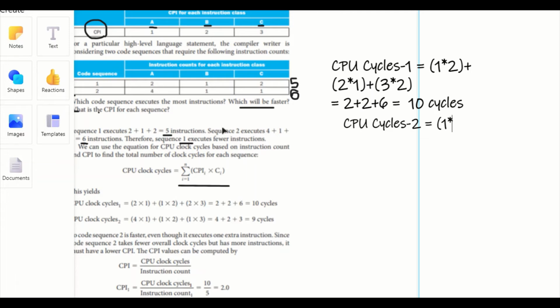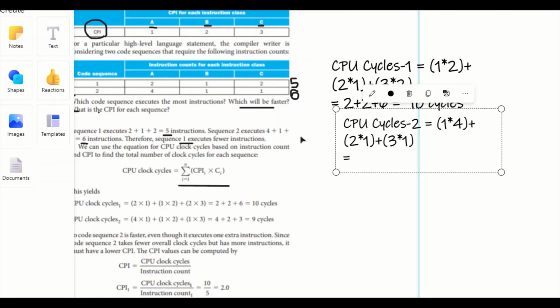It has 4 instructions. Plus type B, CPI is 2, and how many instructions? 1 instruction. Plus now I'm going for type C. CPI is 3. How many instructions are there for type C? 1 instruction. So when I add them all, multiply and add them: 4 into 1 is 4, plus 2, plus 3 equals, I am getting 9 cycles.